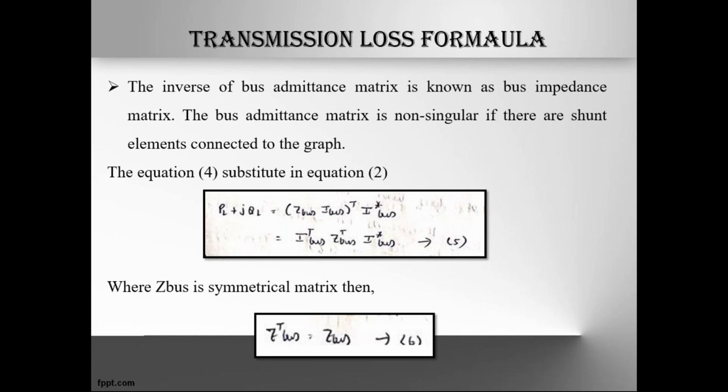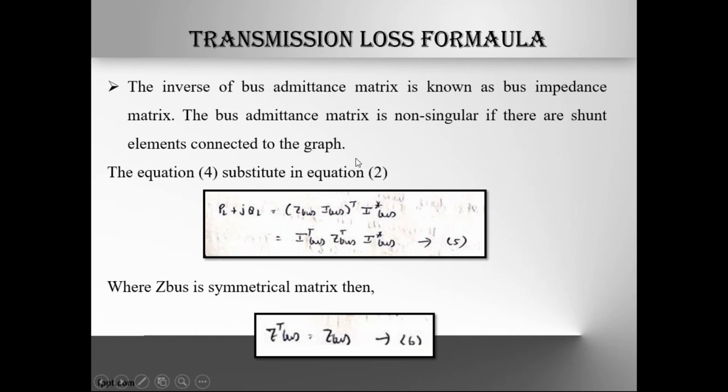When is the bus admittance matrix called non-singular? Right, leave it, no problem. So here the bus admittance matrix is non-singular if, why? Because the shunt elements are connected in the graph.